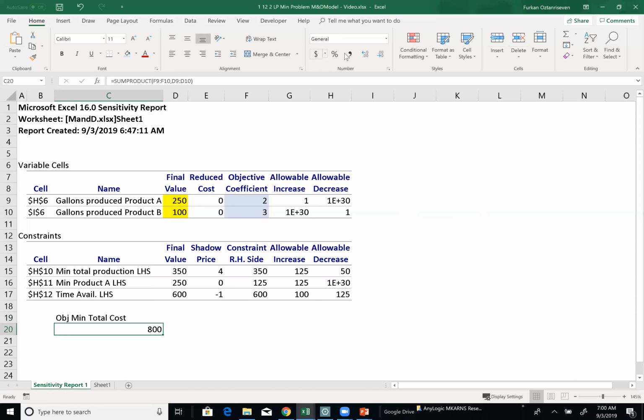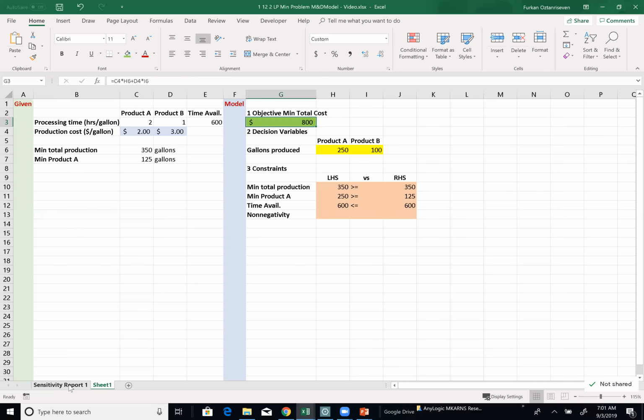So this is your objective function value, which we already calculated, but I didn't have to give you the entire model. I could just give you the screenshot. You could calculate the objective function 800, which is exactly the same as 800 right here.